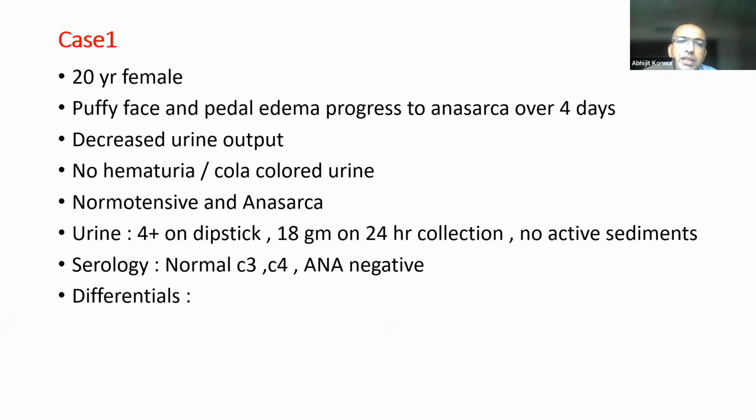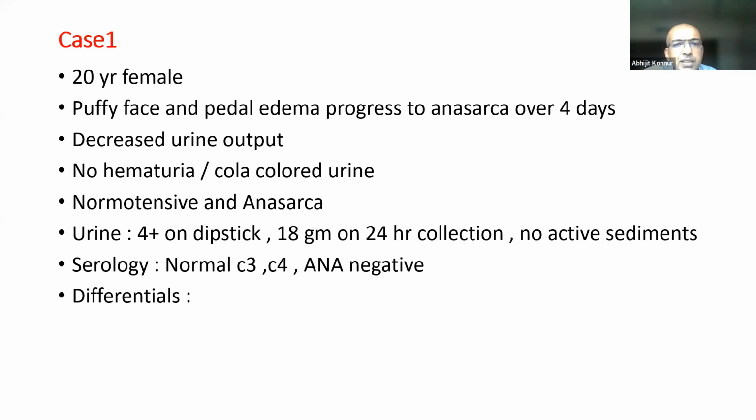So no hematuria, no history of cola-colored urine. She was normotensive and anasarcic. Her urine dipstick showed 4+ for protein, 18 grams of protein in 24-hour collection, no active sediments. Serology, normal C3, C4, and the ANA was negative. So here, from what we learned from the previous slides, you can clearly say we are dealing with a nephrotic syndrome, an adult onset nephrotic syndrome.